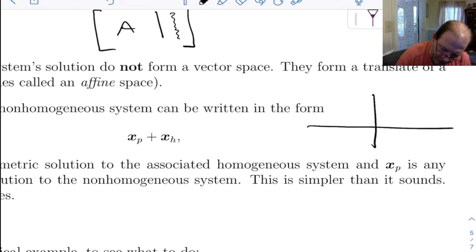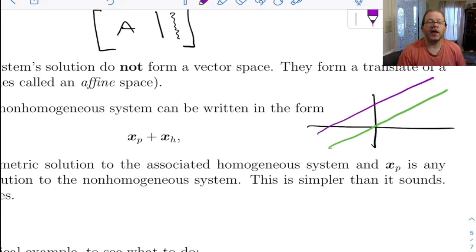let's say in R2, this would be a subspace here, this line that goes through the origin. If you took that line and shifted it off of the origin somehow, and this is supposed to be parallel to it, that would no longer be a vector space, but it is a translate of a vector space there.